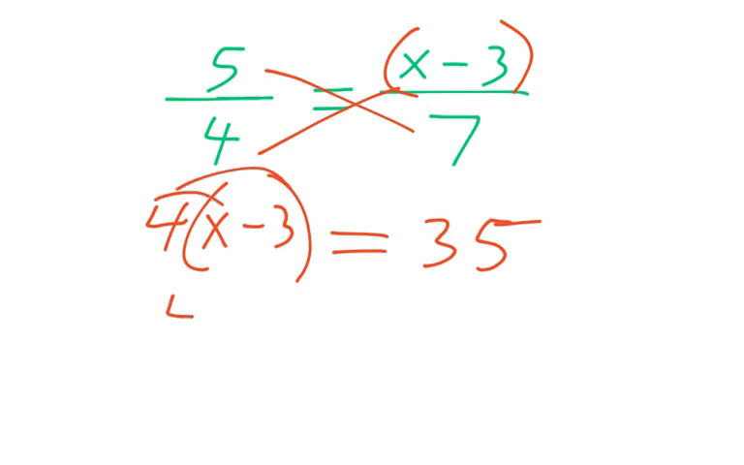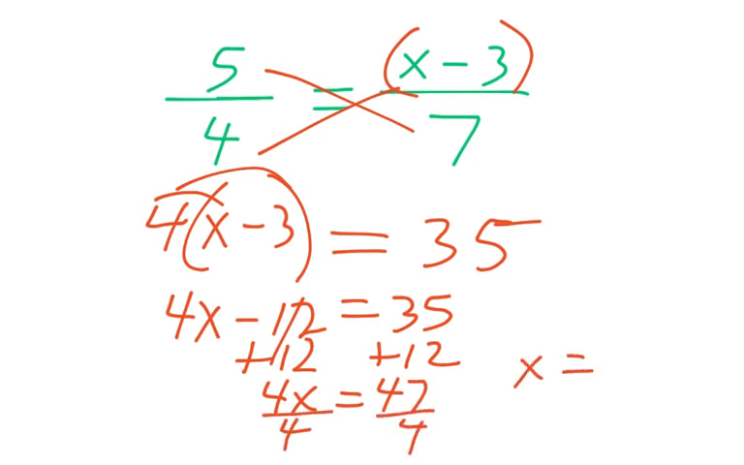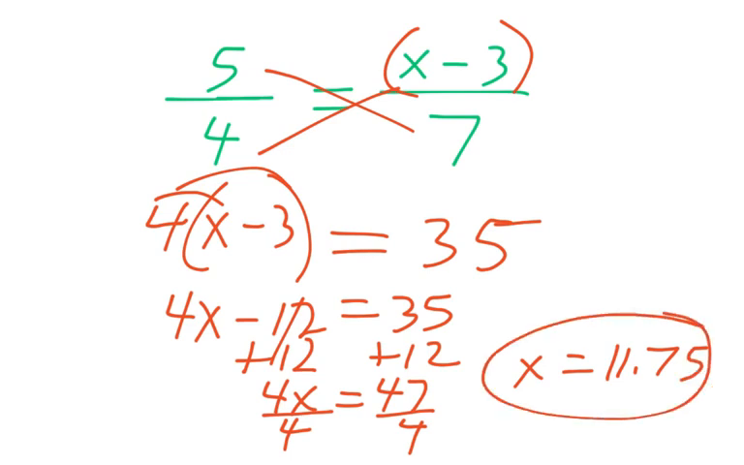So now we can solve 4x minus 12 equals 35. And now we have a very easy two-step equation. Add 12 to both sides. 4x equals 47. And divide by 4. X equals, you should be able to estimate that answer right now. It's going to be about 12, right? A little bit less than 12. So 11.75. I don't have to round that one to the hundredths place because it actually stops in the hundredths place. Okay?